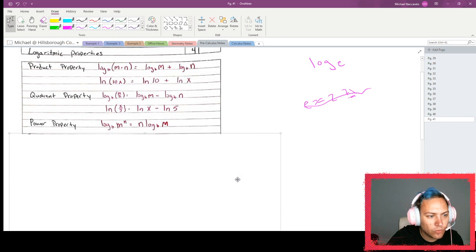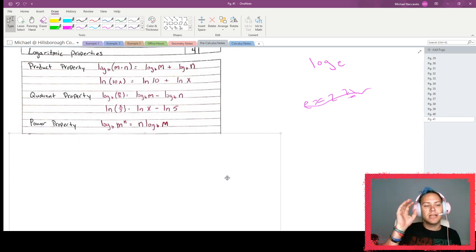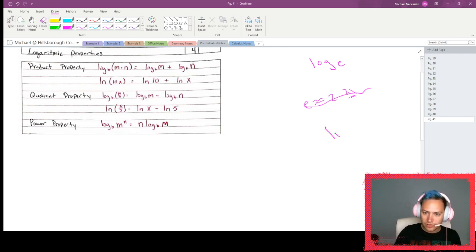And the other really important one is the power property. The power property is extremely important in solving logarithm problems. If you have log base b of m to the n power, you have an exponent. Well, you can take that exponent and move it into the front of the log. So it can be rewritten as n times log base b of m. I didn't write the natural log one, but it works the same way. Natural log of x to the third can be rewritten as 3 natural log of x.